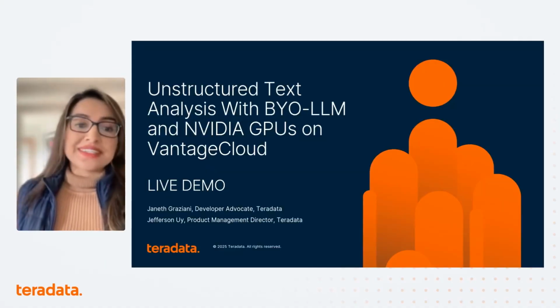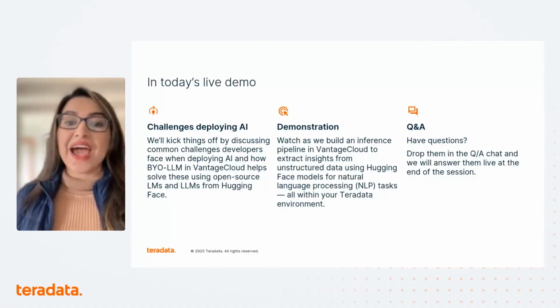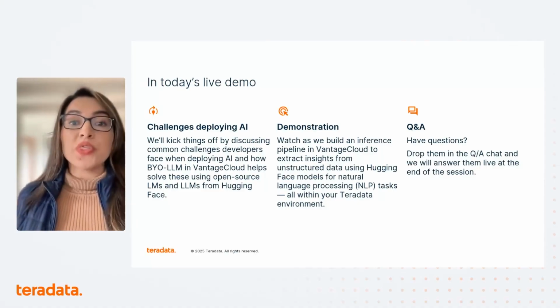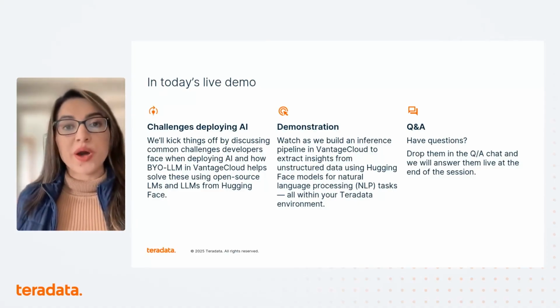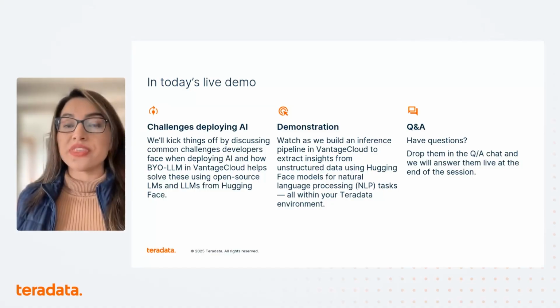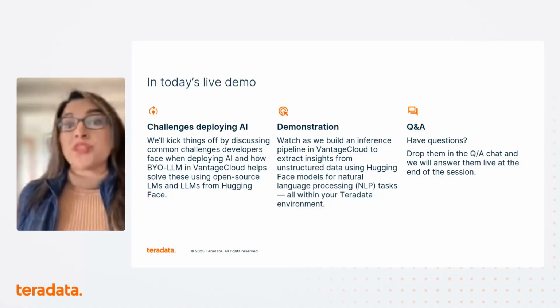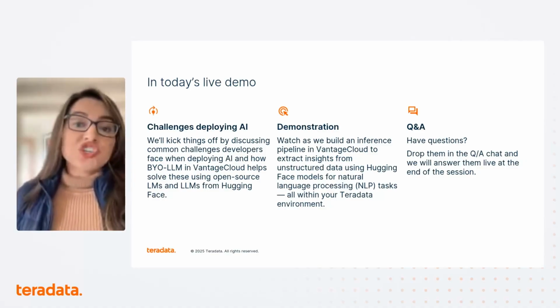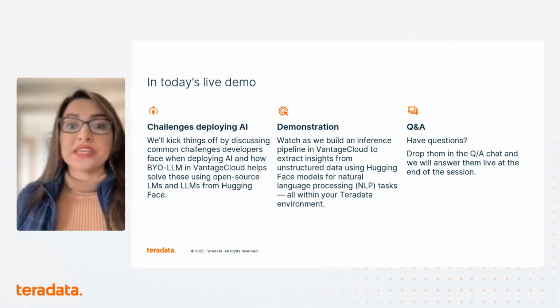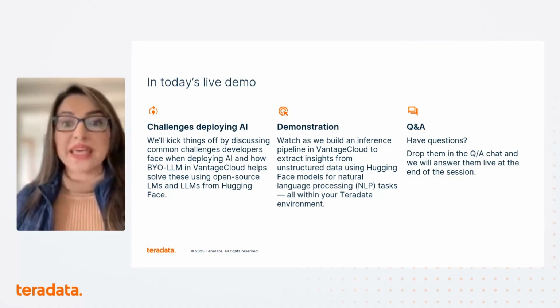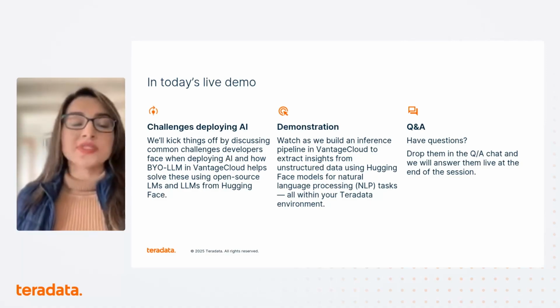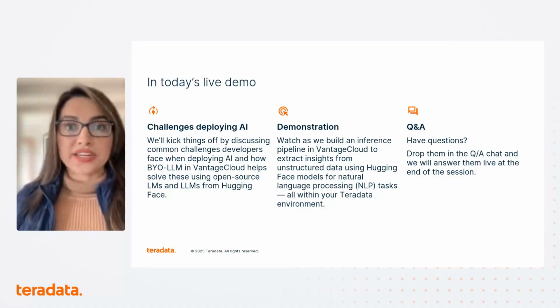We'll begin by first discussing the different challenges that our developers face when they're building and deploying AI applications. We will then introduce Bring Your Own Large Language Models to talk about how this new capability solves these various challenges using open source language models and NVIDIA GPU acceleration. We will then dive into a demonstration where we will showcase how you can begin building your inference pipelines with VantageCloud using open source Hugging Face models and NVIDIA GPU acceleration. Specifically, we'll be working with an entity recognition model.